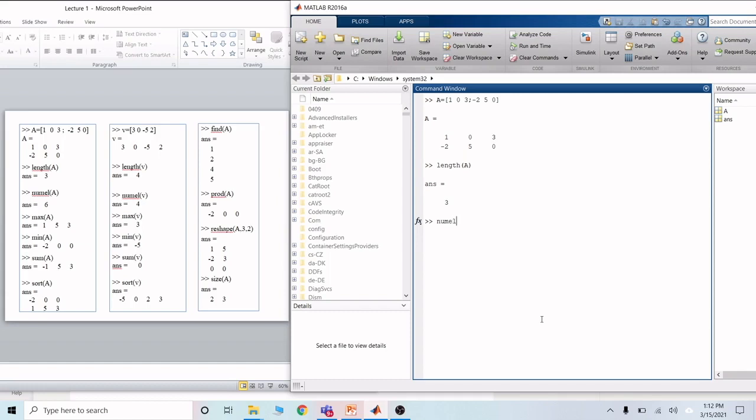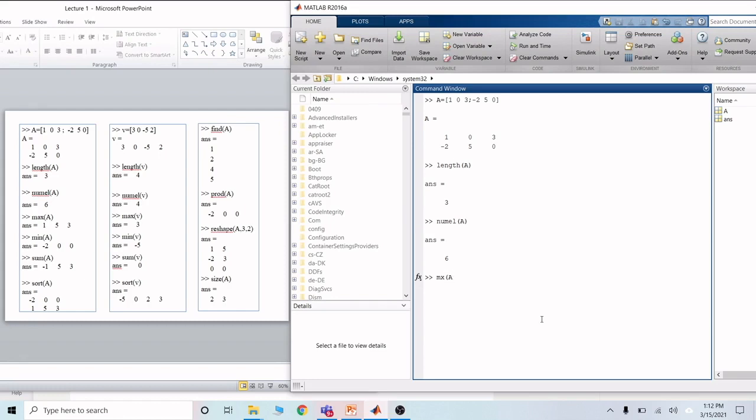numel(A), the number of elements. How many elements? 6. The answer is 6. Number of elements.